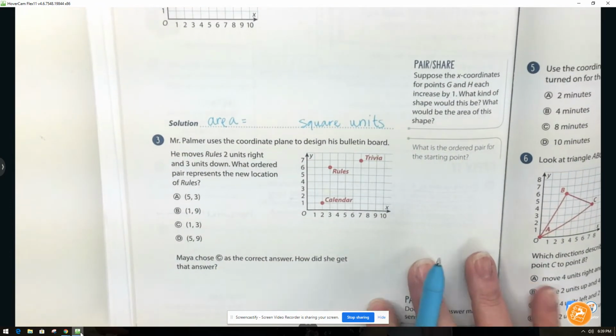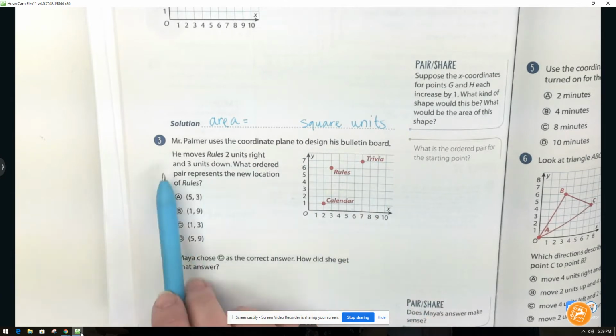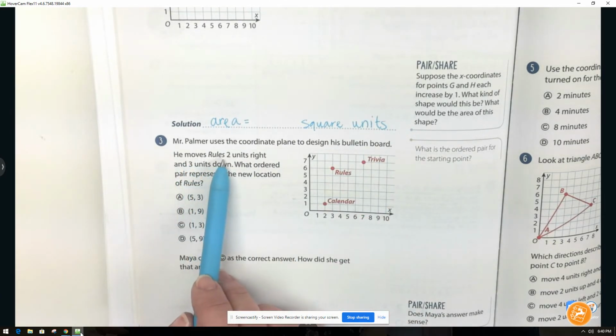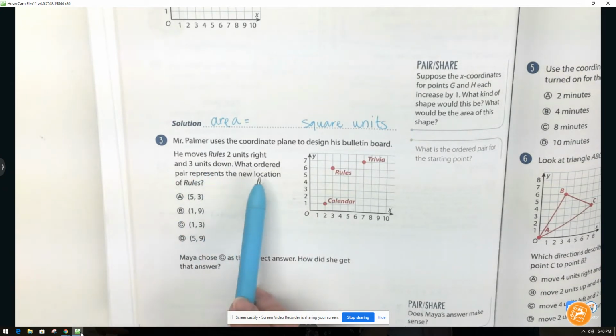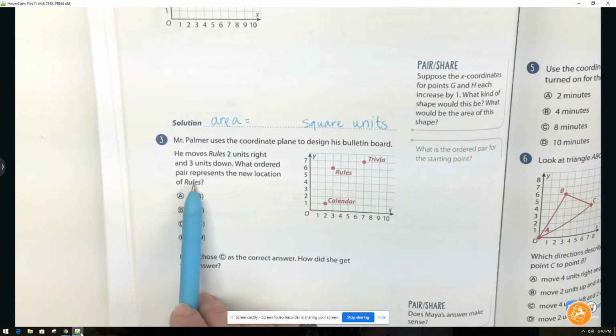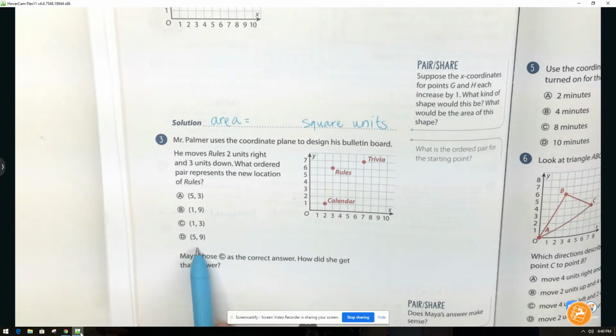For number 3, Mr. Palmer uses the coordinate plane to design his bulletin board. So this is how it is right now. He decides he's going to move the rules 2 units to the right and 3 units down. What ordered pair represents the new location of rules? So he's going to move rules over and down. So which of these 4 ordered pairs show the new location for the rules?